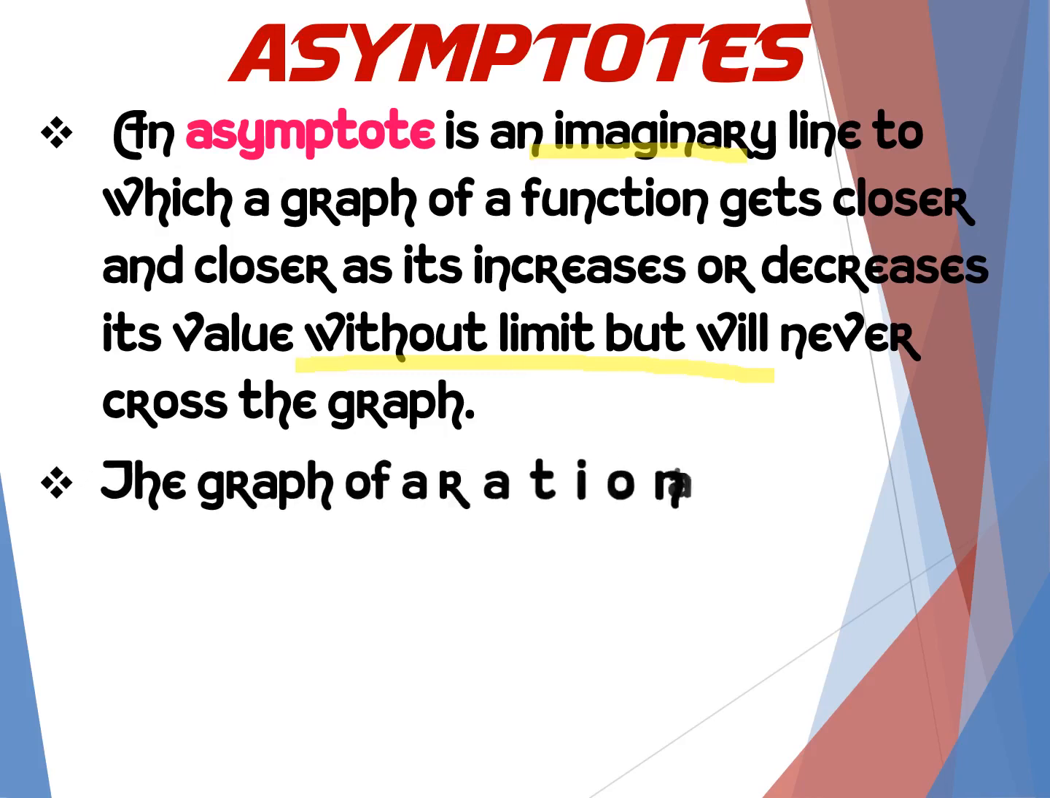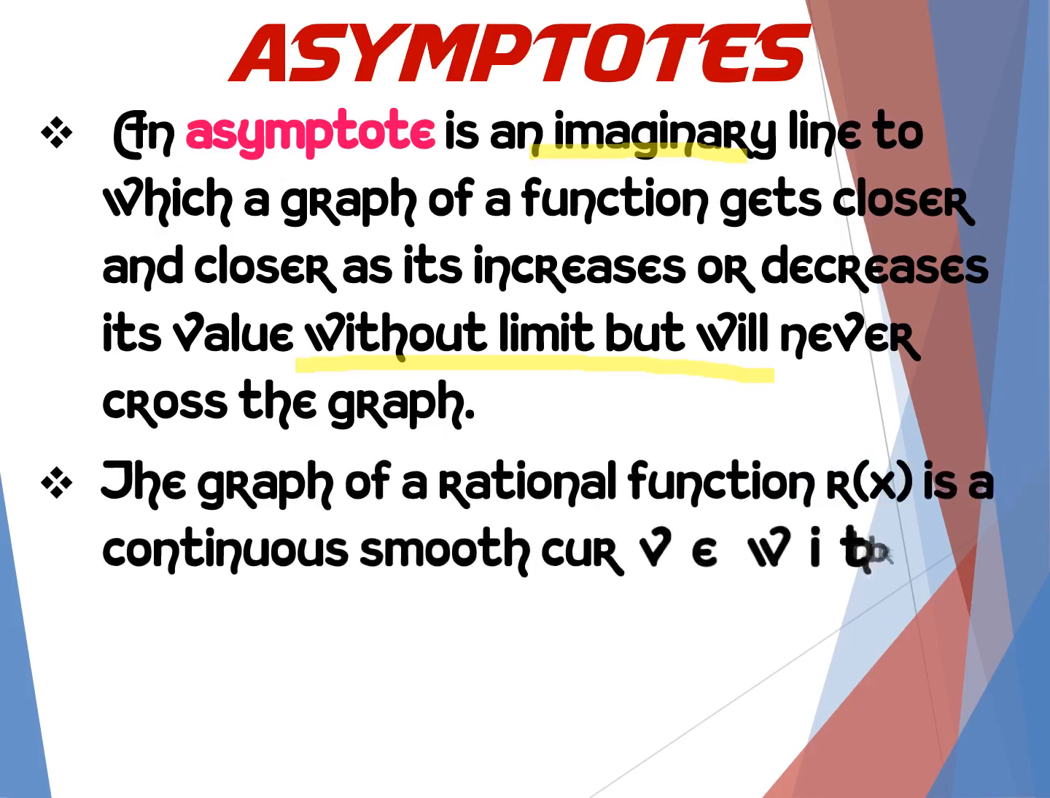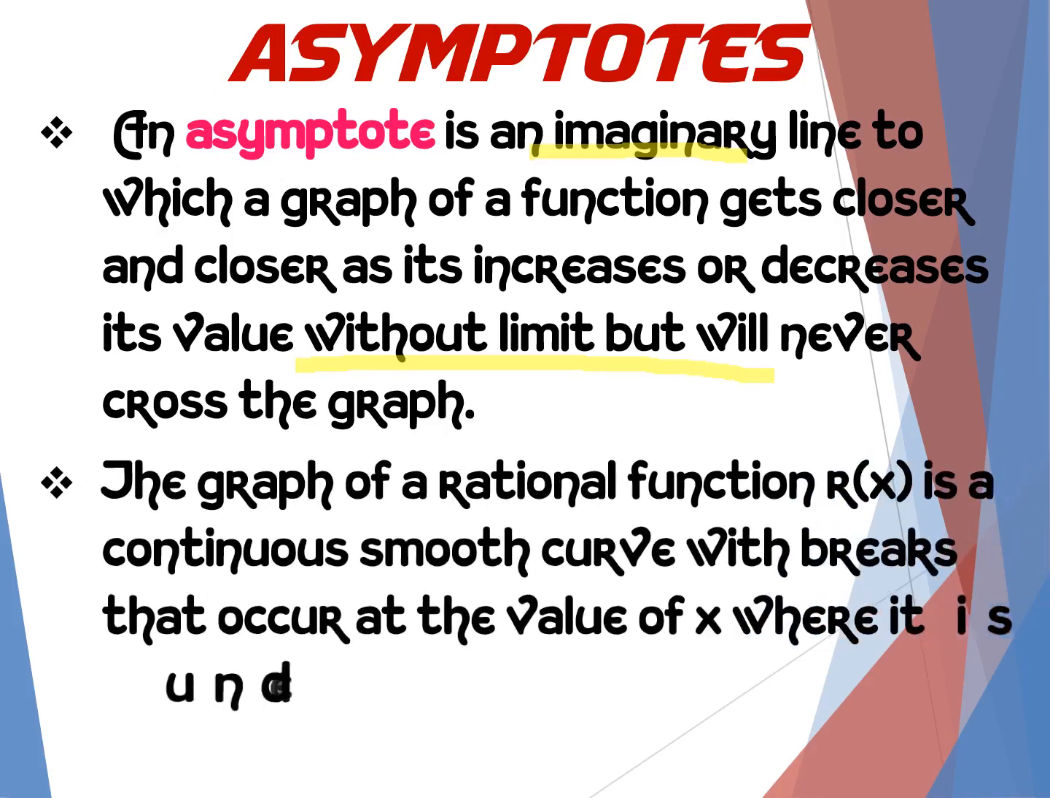Now, the graph of the function r of x is a continuous smooth curve with breaks that occur at the values of x where it is undefined. So you will find a hole or a gap on the graph because of the values of x that will make the function undefined. There will be a hole on that part of the graph.